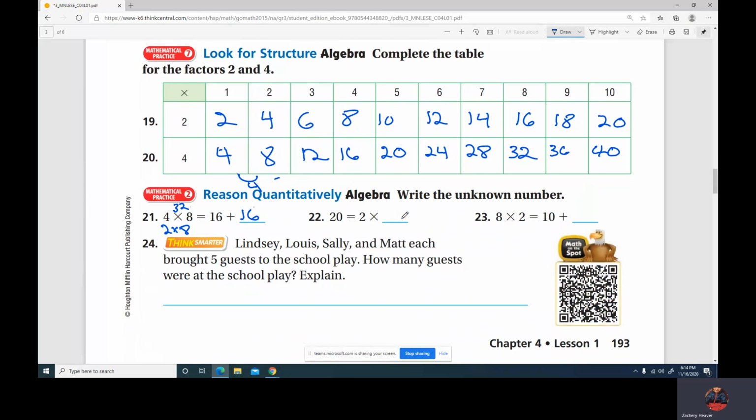20 equals 2 times what? So what times 2 is 20? They just wrote this backwards. You can write it either way. So 20 equals 2 times what? 2 times 10. Lastly, 16 is the same as 10 plus what? So 10 plus what makes 16? 6.